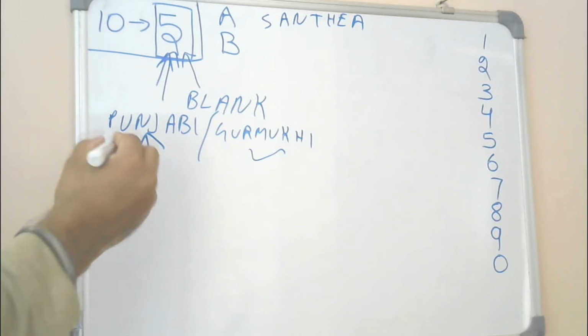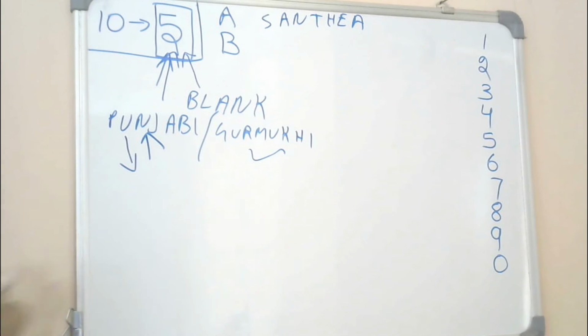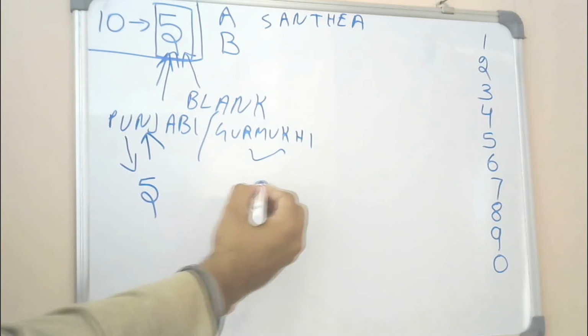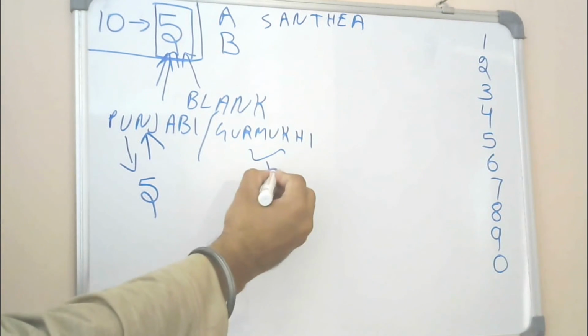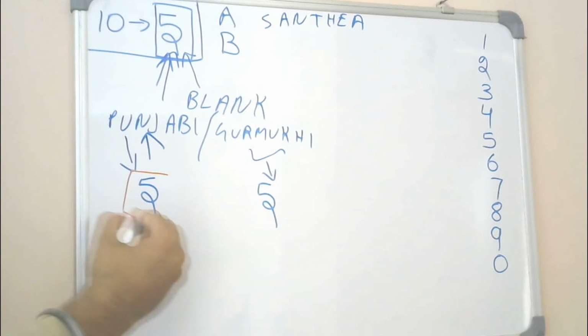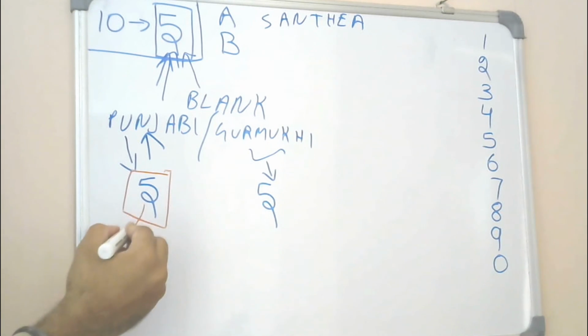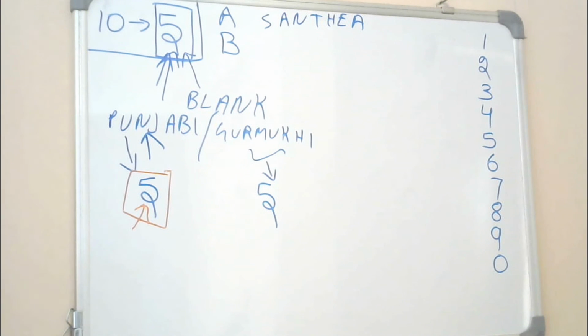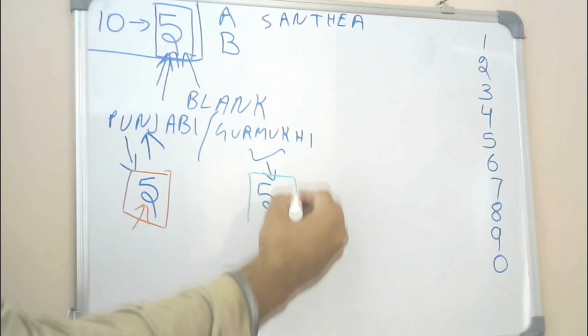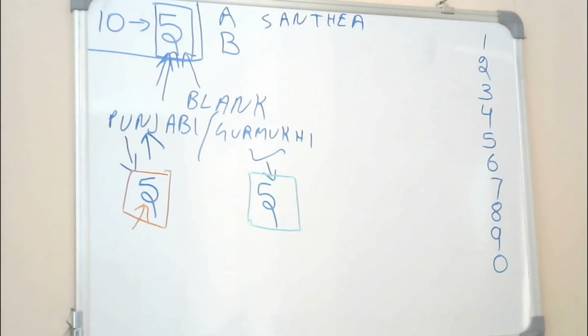So, in Punjabi, we will not be having any word starting from this letter. Okay, so let me circle this with a red so that you will remember. We will not be using this letter to start any word in Punjabi. But when it comes to Gurmukhi, you will find so many examples where we will be using this letter as the first letter.